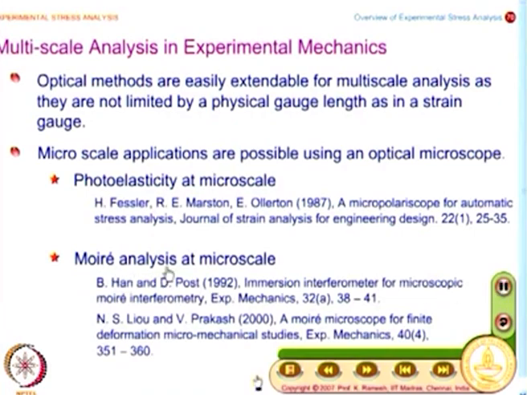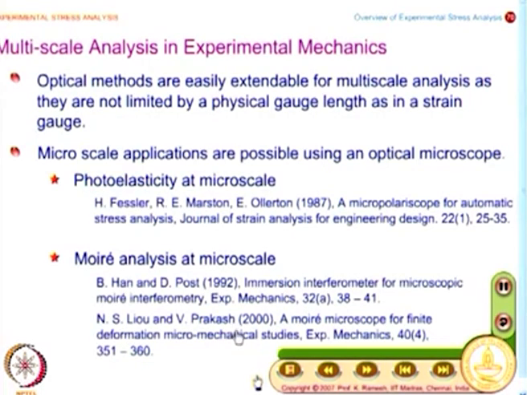So, Moire analysis at micro scale, you have Han and Post in 1992, and they have come out with an immersion interferometer for microscopic Moire interferometry. This has been published in Experimental Mechanics, write it as EM, that is good enough. So, you could just write the author, year, journal and the page reference. With this, it is possible for you to access the information in the library, and you could have a look at those papers.